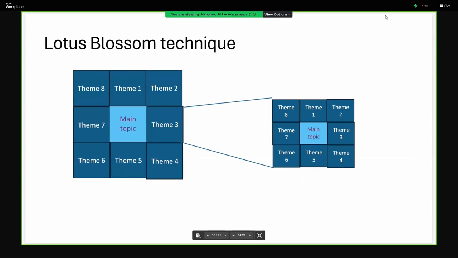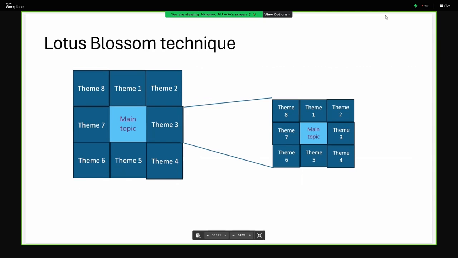Another method is the lotus blossom technique. It's a different way of doing the mind mapping. In this case, you place your main topic at the center of this 9-square grid, and then around it, you include themes related to that. For example, my main topic is climate change. In the squares around, I could have written fossil fuels, deforestation, extreme weather patterns, and so on. So you kind of relate it.